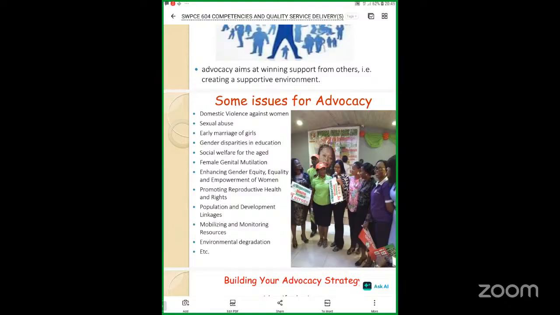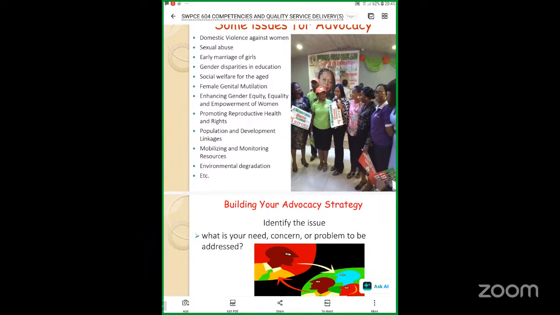So what are the issues for advocacy? What are those things that you can do advocacy on? All this, you can read them up. Domestic violence against women, I mentioned female genital mutilation, FGM or cutting, sexual abuse, early marriage of girls, gender disparities in education, social welfare for the aged, and so on and so forth. Gender equity, environmental degradation, and so on. These are areas that concern social work. These are areas that you can do advocacy on.